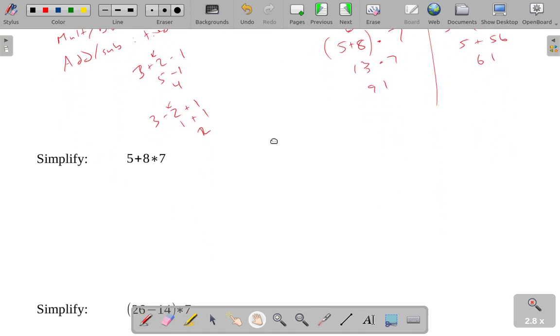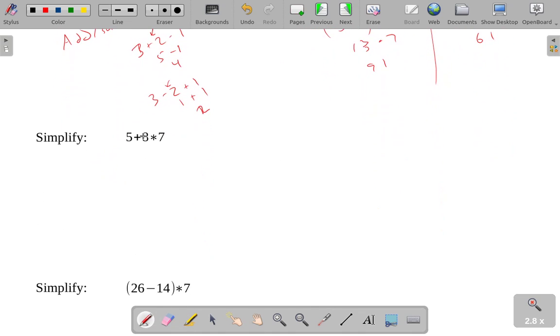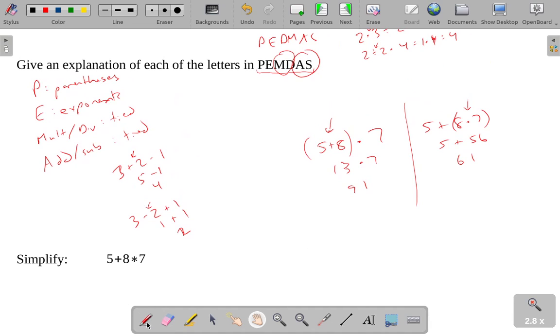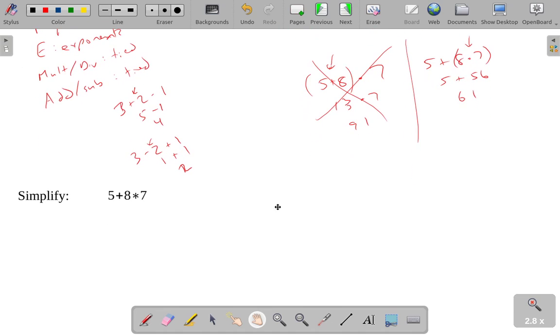All right, so let's just do some examples here. Right off the bat, this is the one I did up here. The question was, do I want to do addition or multiplication first? Well, addition comes after multiplication. You can see multiplication comes before addition, so this was actually the incorrect way of doing it. It should have been the second way I did that. So this is 5 plus 56, because 8 times 7 is 56, and then 5 plus 56 is 61.